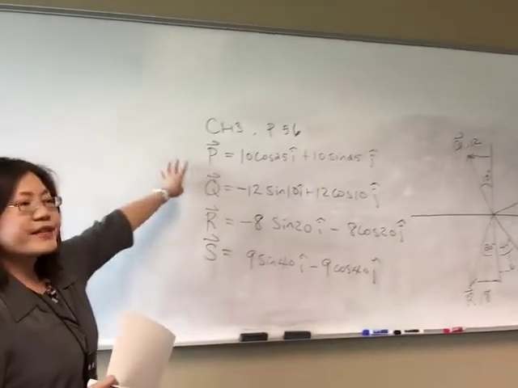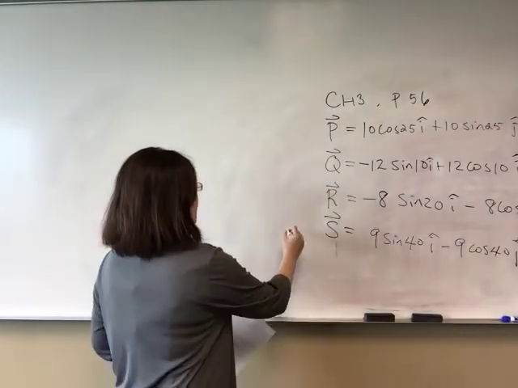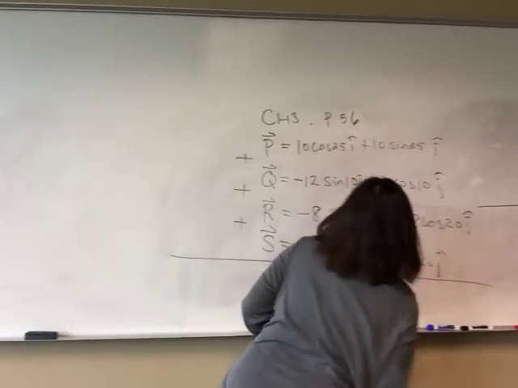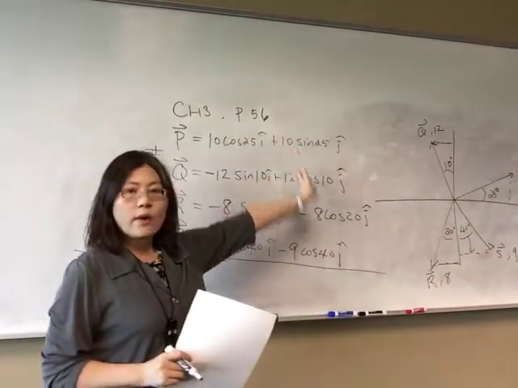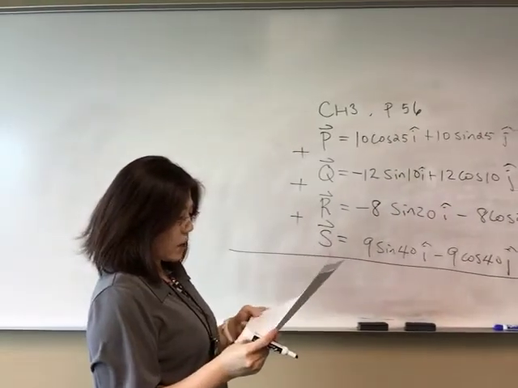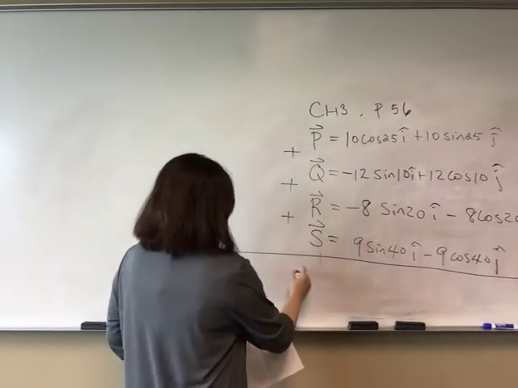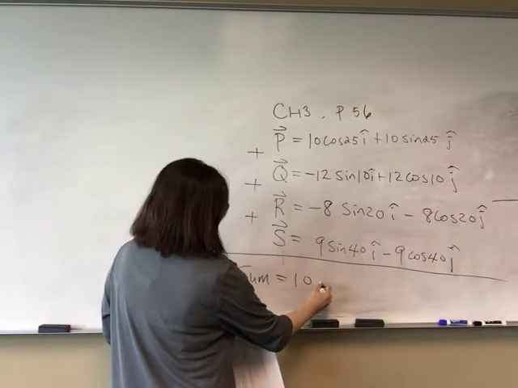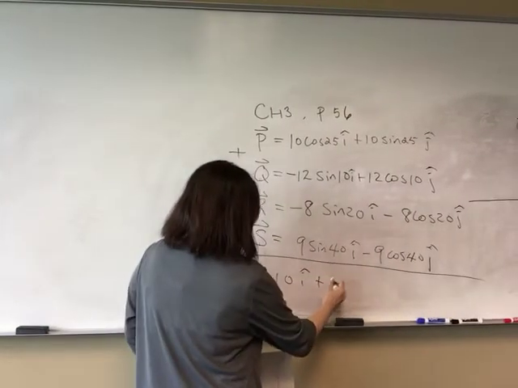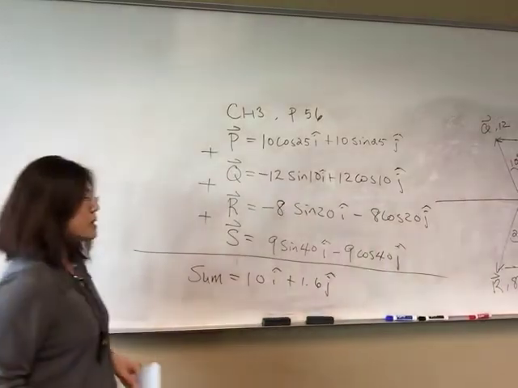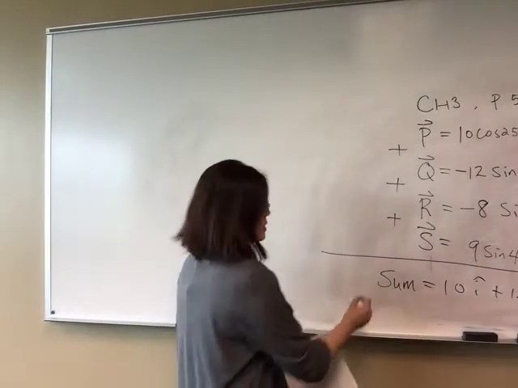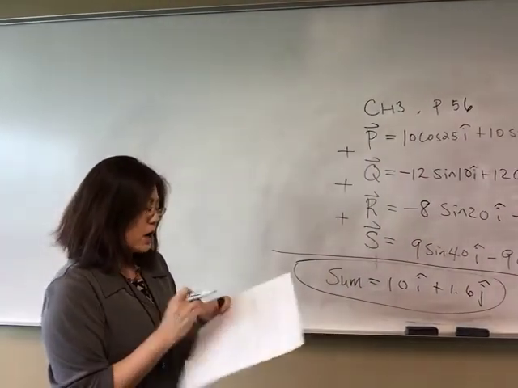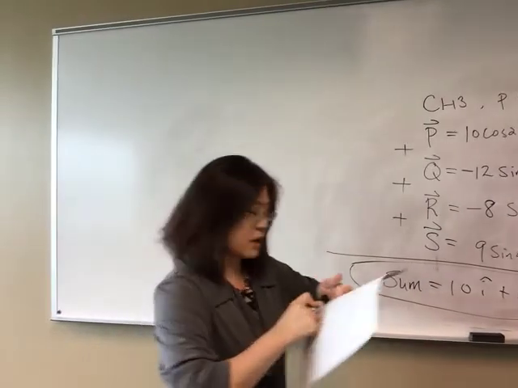So after you punch in all these numbers, you just do a vector sum. So add all the x components together, and you add all the y components together; you don't cross-add them. So what you're going to get is this. The sum is equal to positive 10 I hat, and then plus 1.6 j hat. Okay, so that will be in unit vector notation.